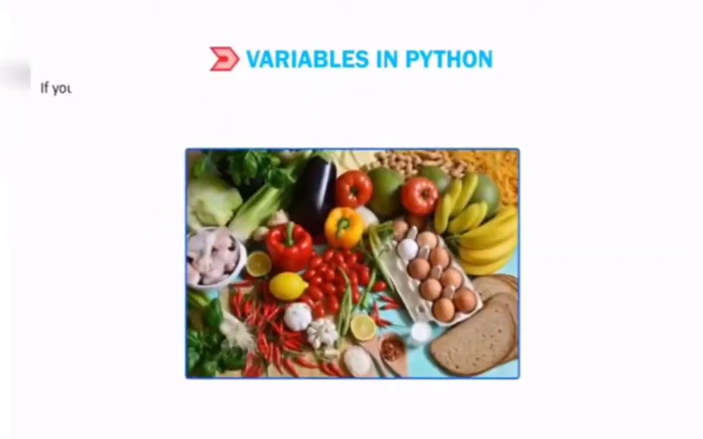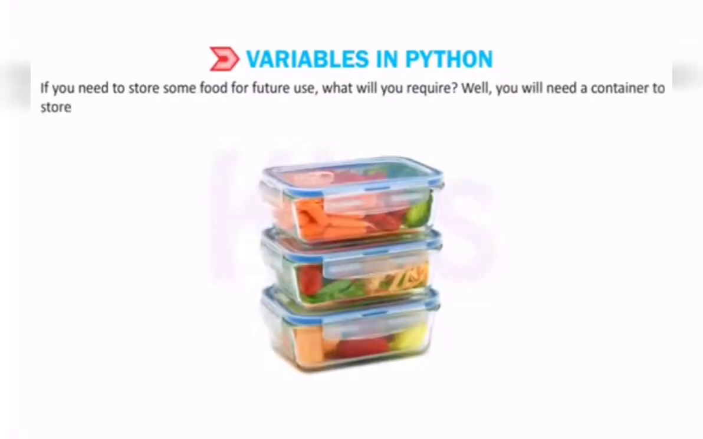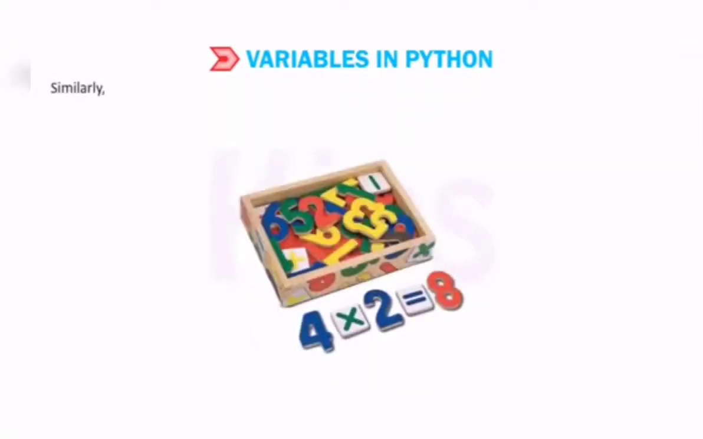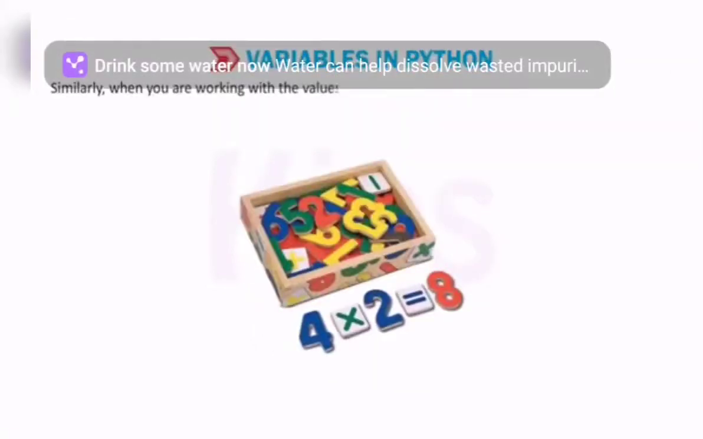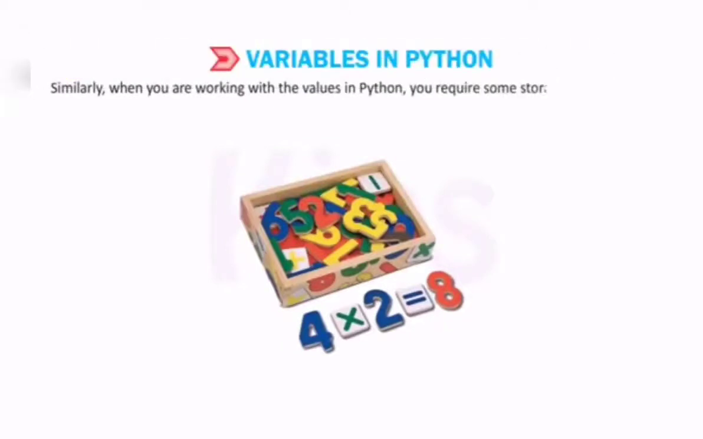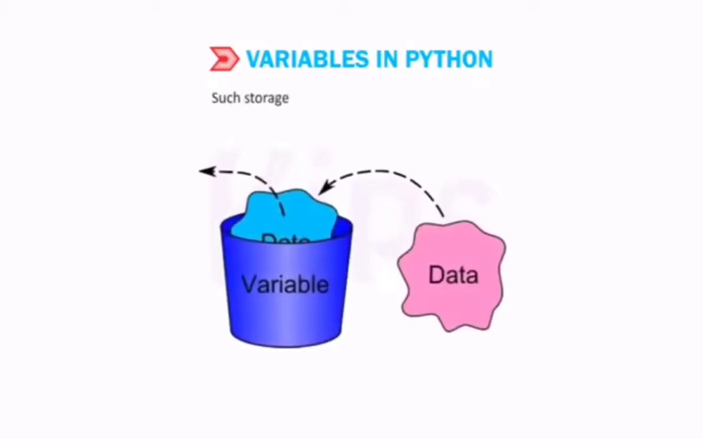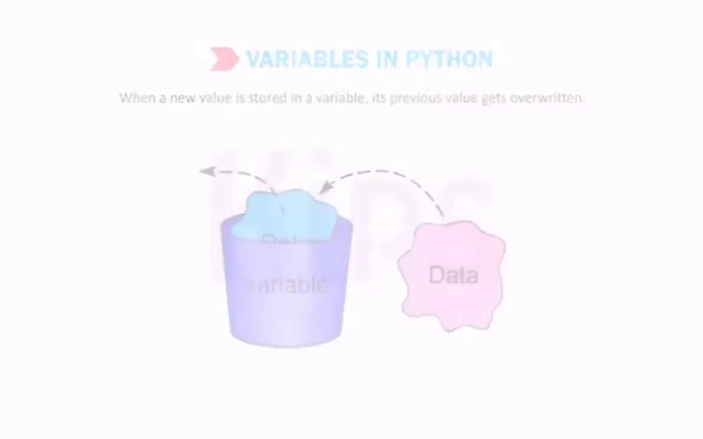Variables in Python, page 103. If you need to store some food for future use, what will you require? Well, you will need a container to store the food, right? Similarly, when you are working with the values in Python, you require some storage to hold values for later use. Such storage locations are known as variables. A variable can store only one data value at a time. When a new value is stored in a variable, its previous value gets overwritten.